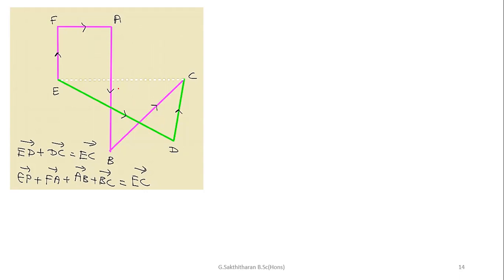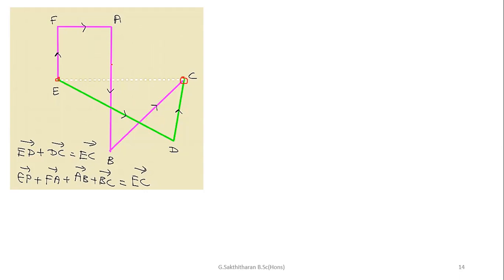resultant vector EC, because the starting point of vector ED is E and the ending point is C. So E to D and D to C. So here the resultant vector is E to C. So vector ED plus vector DC gives vector EC.